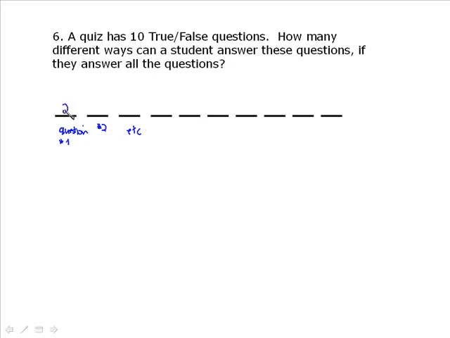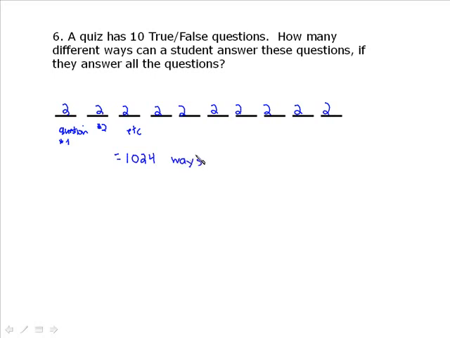You've got 2 choices, true or false. You get to question number 2, the same 2 choices. In fact, that's never going to change. You have 2 choices for each of the questions. So it's really just 2 multiplied by itself 10 times, or 2 to the exponent of 10, which is equal to 1,024 ways.